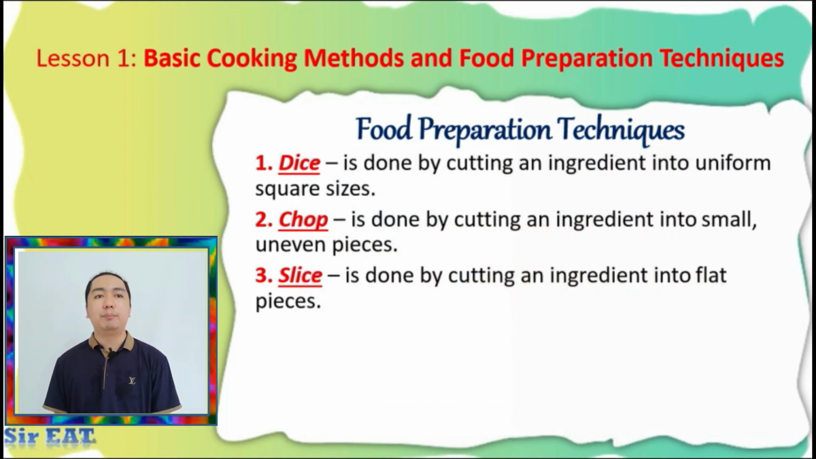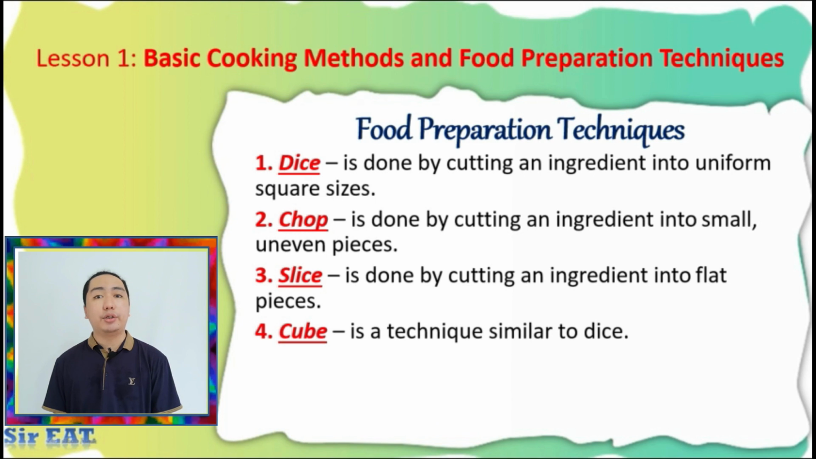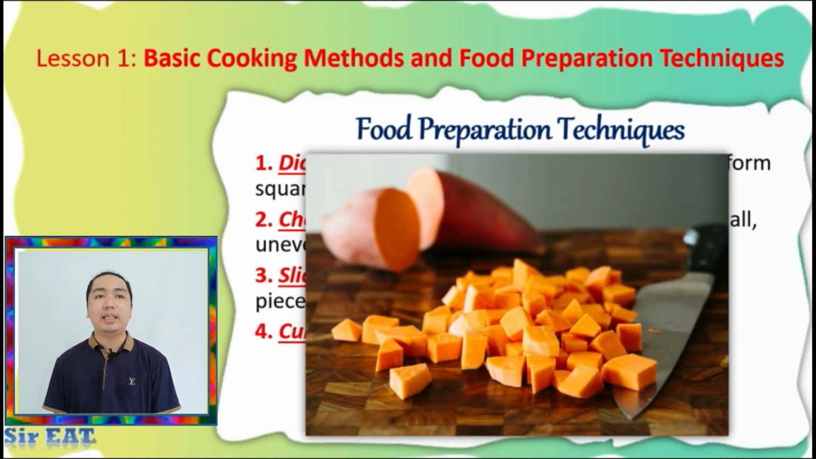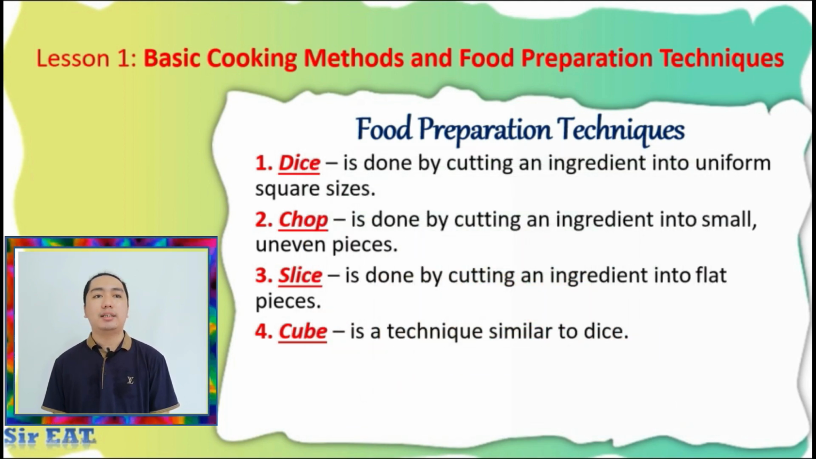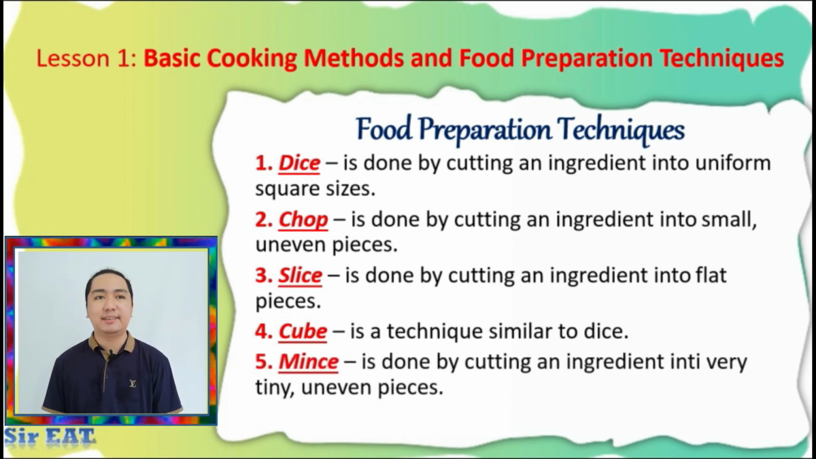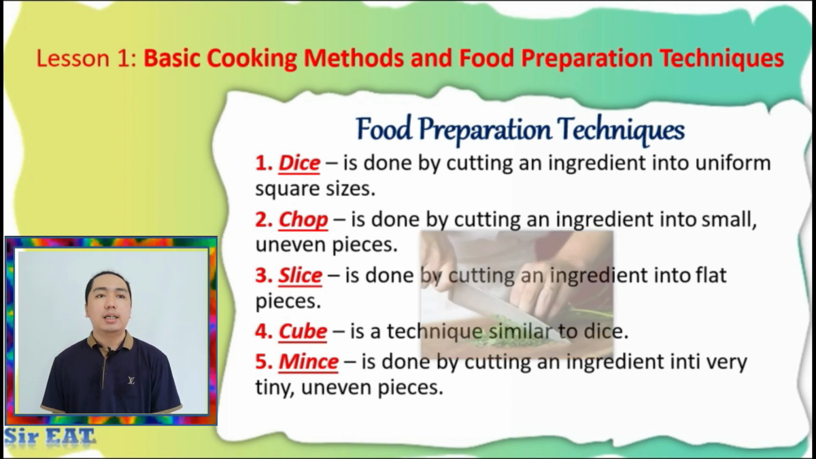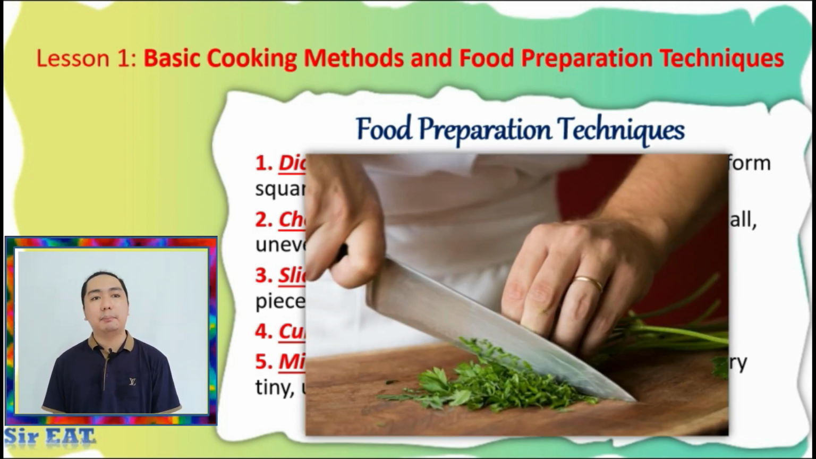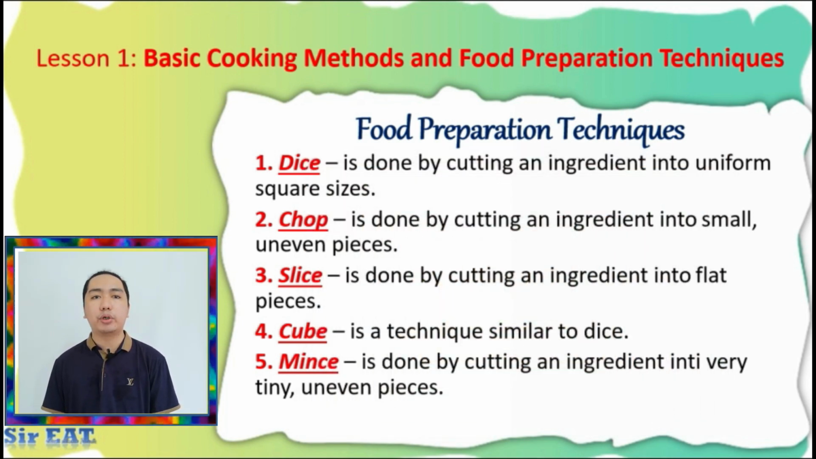Next, let's have the cube. Cube is a technique similar to dice. This is done by cutting an ingredient into uniform sizes and shapes. It is a mixed equal part and is commonly compared to chunks. Next, number 5, mince. It's done by cutting an ingredient into very tiny and even pieces. This is similar to chop and dice. By mincing, more essential oils and other strong flavors are released from the ingredients.